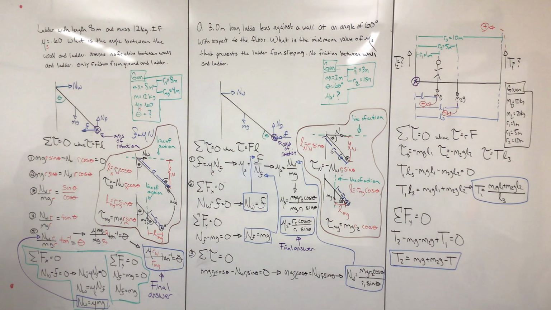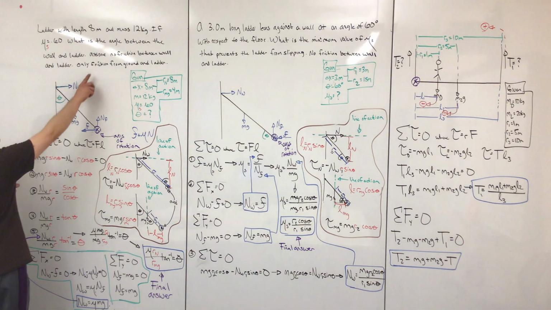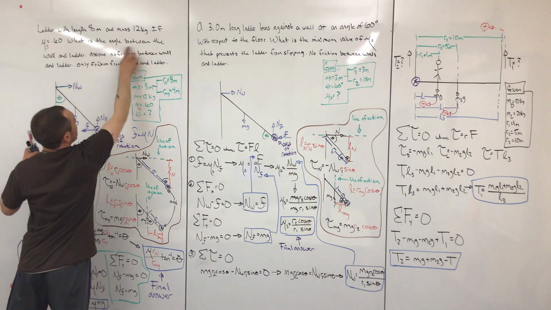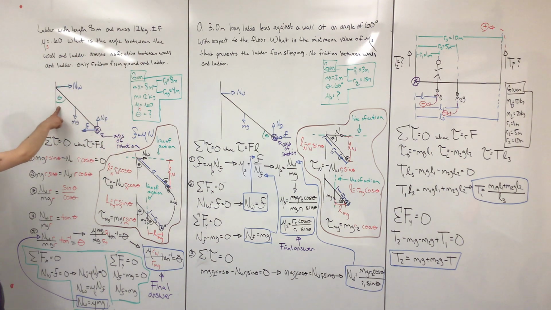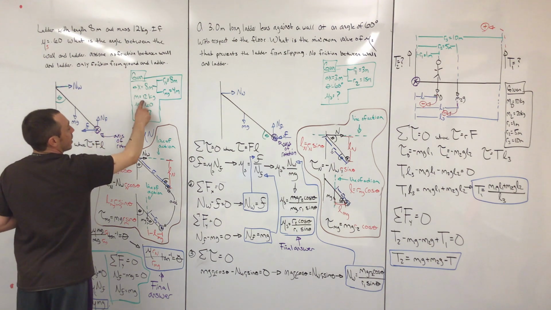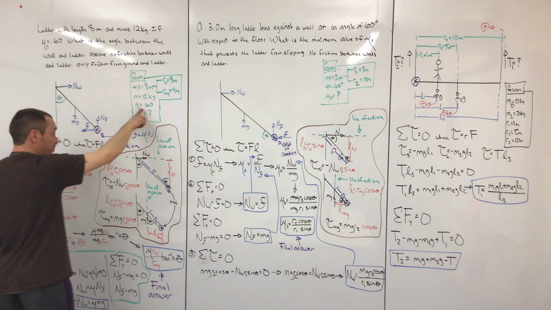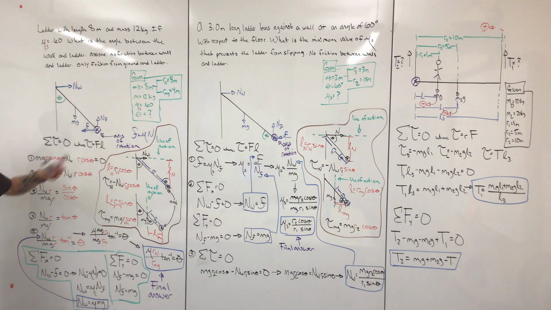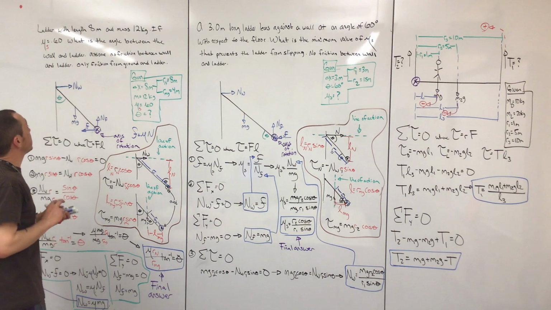Okay, so we've got our forces. That's all good and fine, but we're looking for the angle. They're asking us what is the angle between the wall and the ladder. And we were given the length of the ladder, the mass of the ladder, and the static coefficient of friction down here.